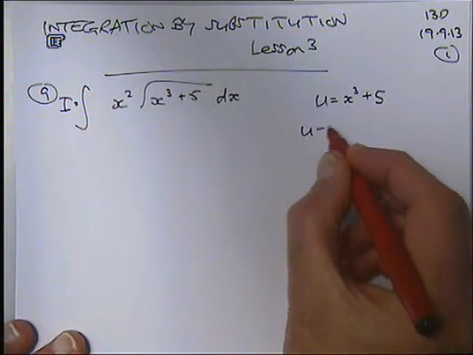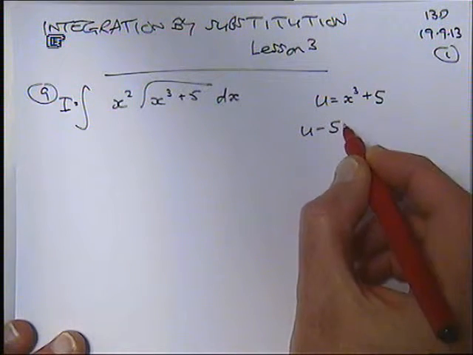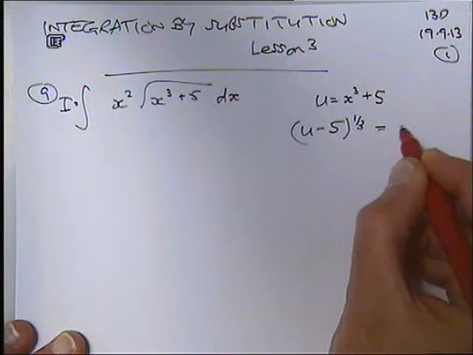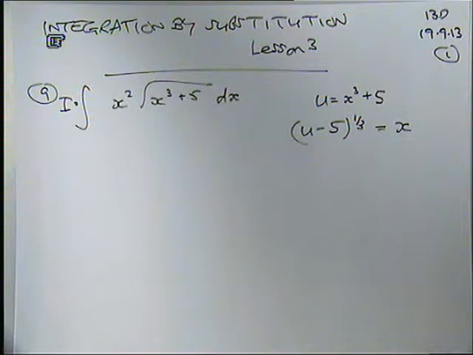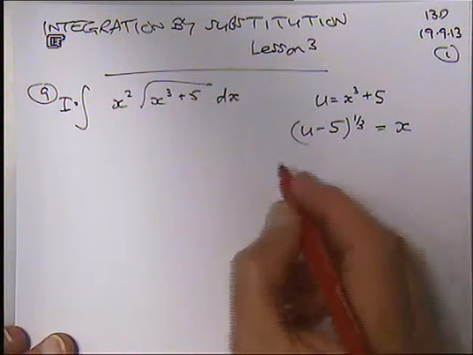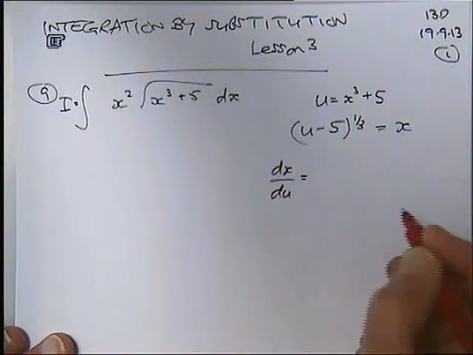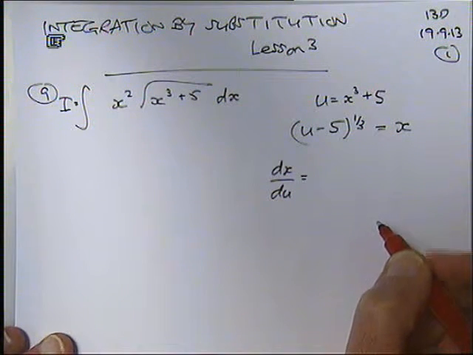So if I take 5 to the other side, that would give me x cubed. So if I cube root that, and I'll use a power, that will give me what x is. And use a power because I'm going to differentiate it in my next step. Once I've got what x is, my next step always is to work out dx du. So I need to differentiate that bracket.